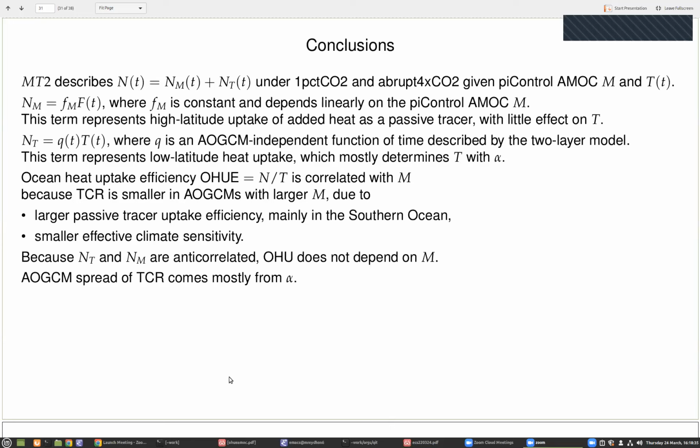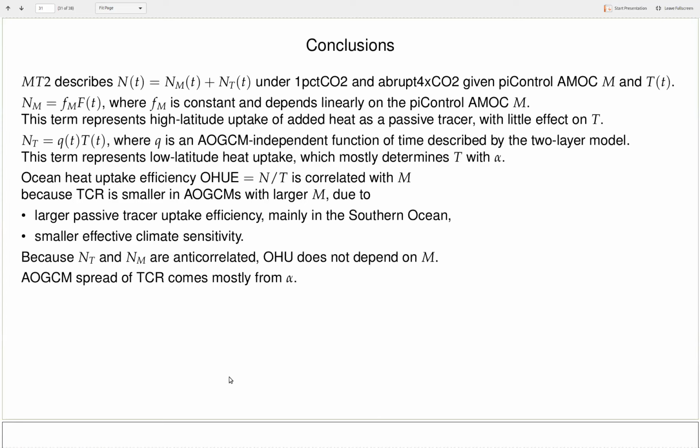Sure, yeah, I was just curious. This focuses on the role of the control AMOC, and I was curious, since that's also correlated with the AMOC decline under forcing, if you also looked at the role for the AMOC decline, or the relative roles of those two.